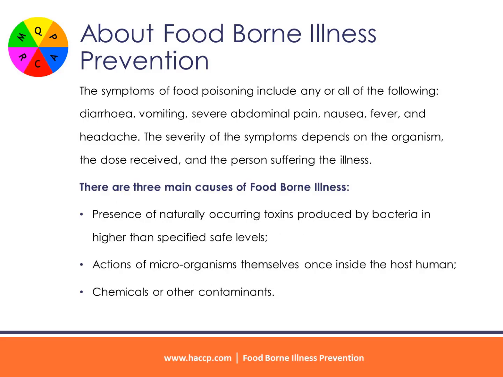The symptoms of food poisoning include any or all of the following: diarrhea, vomiting, severe abdominal pain, nausea, fever and headache. The severity of the symptoms depends on the organism, the dose received, and the person suffering the illness. There are 3 main causes of foodborne illness: presence of naturally occurring toxins produced by bacteria in higher than specified safe levels, actions of microorganisms themselves once inside the host human, and chemicals or other contaminants.